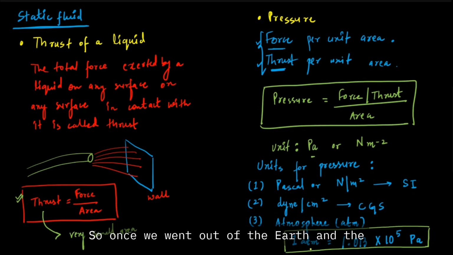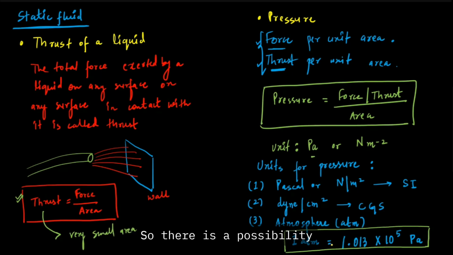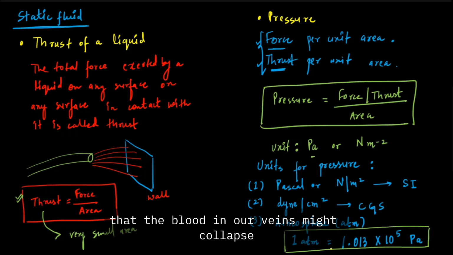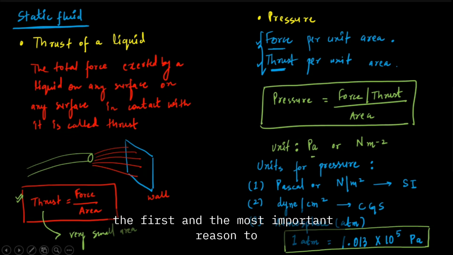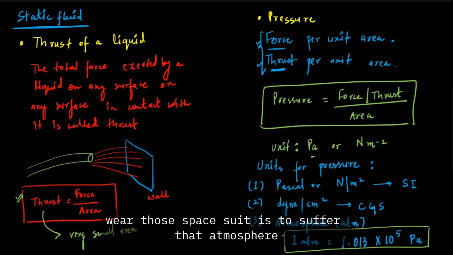So once we go out of the Earth and the pressure is no longer there, there is a possibility that the blood in our veins might collapse, or we might suffer different hemorrhages. So in order to avoid that, the first and most important reason to wear those space suits is to sustain that atmosphere, that 1 atm.